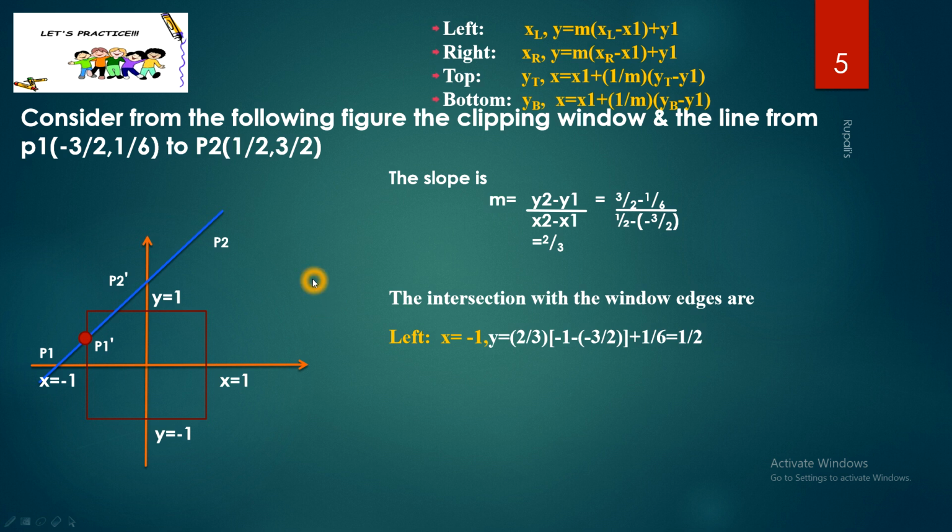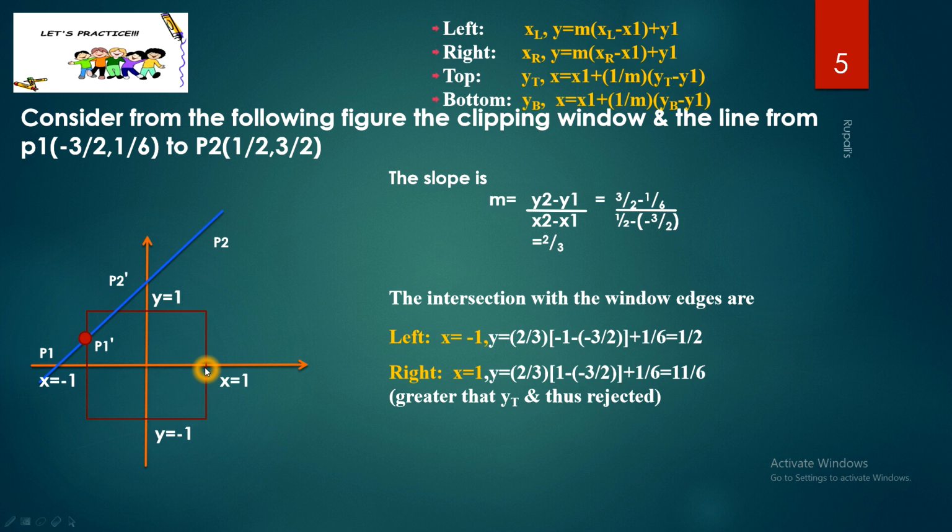Now when x equals 1, on this side, what is the value of y? y equals 11 by 6. 11 by 6 is greater than y top. y top is 1, but it is 11 by 6. So this point is rejected.